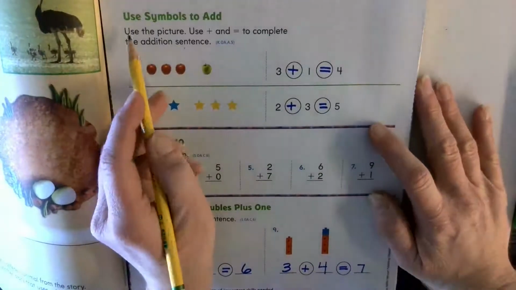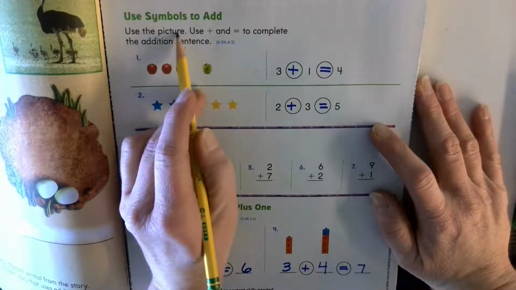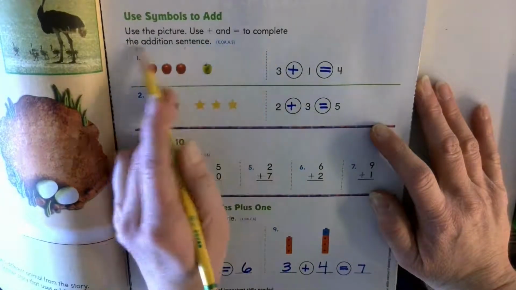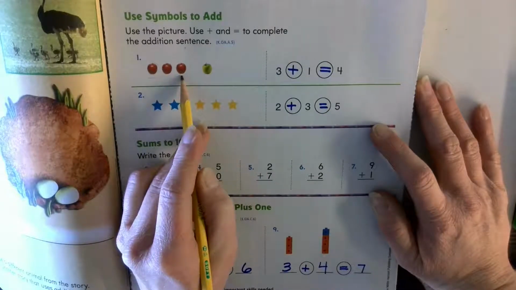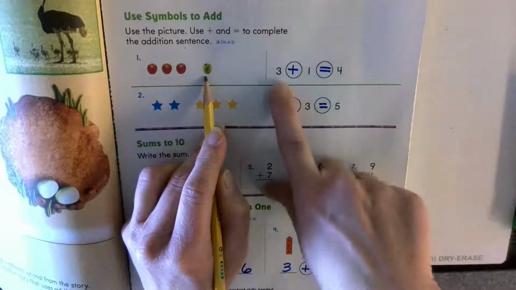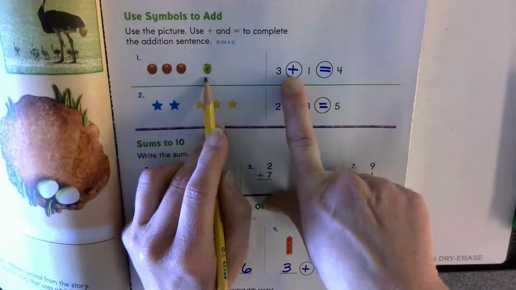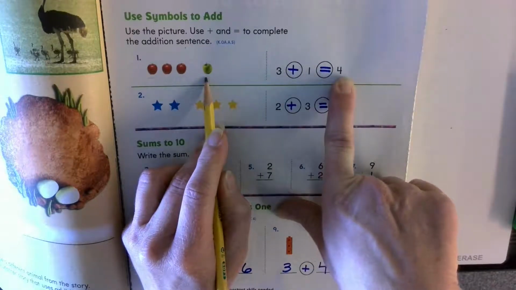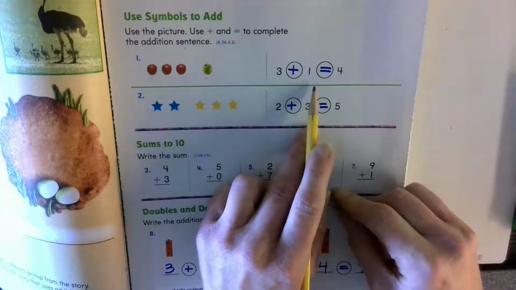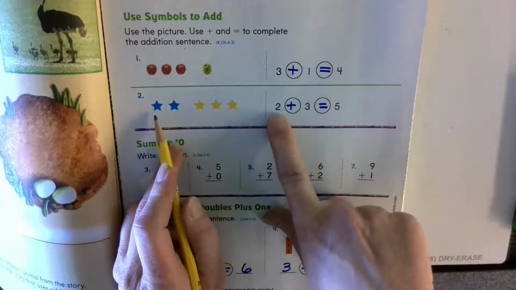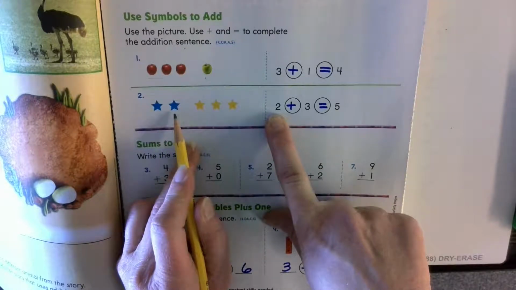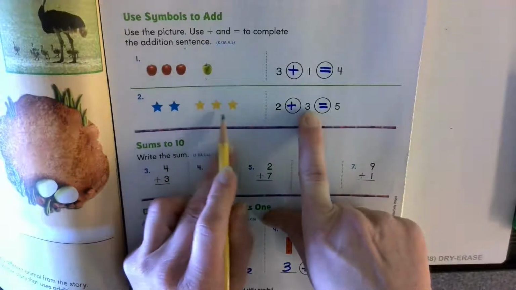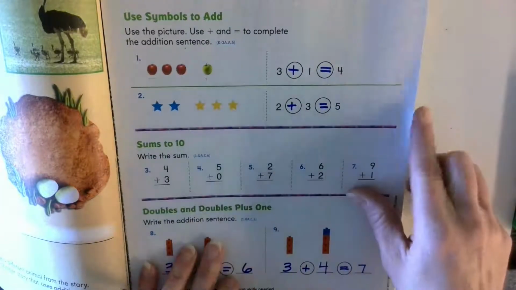Here it just says, use the picture, use plus and equal to complete the addition sentence. So here we had 3 red apples and 1 green apple. So here I put 3 plus 1 equals 4. If you were wondering what these circles are, that's what it's for. It's not hard, it's just something we haven't seen before. Here we have 2 stars plus 3 stars equals 5 stars.